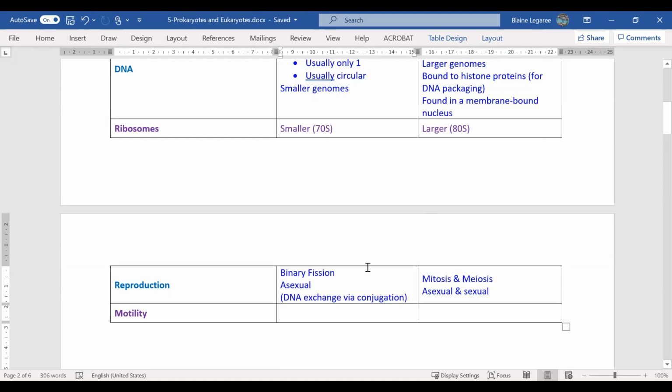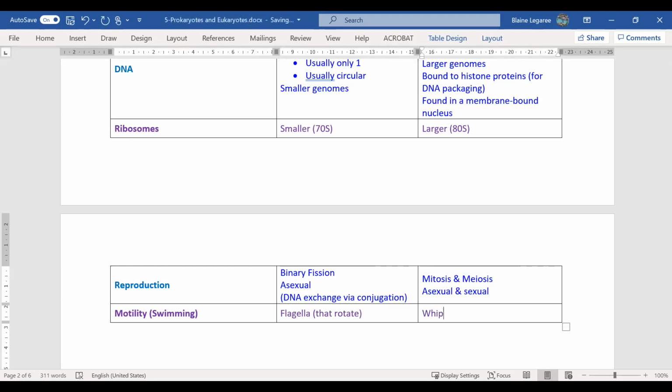Okay, so I have one more column there, and you can see it says motility. So what is motility? Motility basically means moving around or swimming or something like that. So bacteria sometimes have flagella, and the flagella rotate. So maybe I meant to put rotating flagella. And not all bacteria have flagella, but that's kind of the common way to do it.